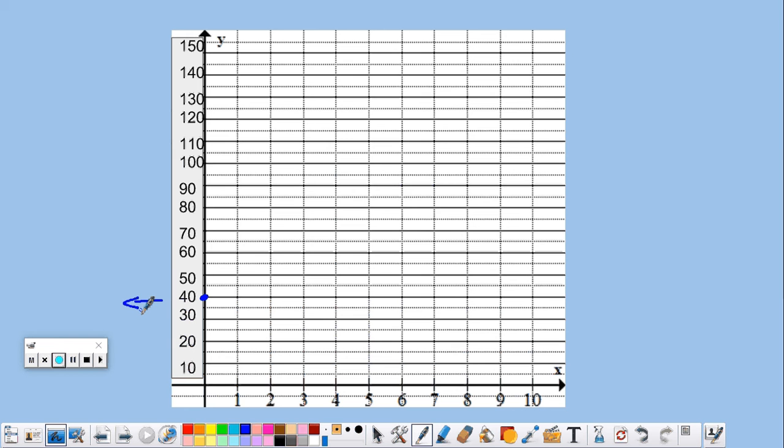So that is the y-intercept. Then 1 goes up to 65, is that right? 2 goes up to 90, and so on. Then you draw your line. You don't have to plot all the points because you need 2 points to plot a line.